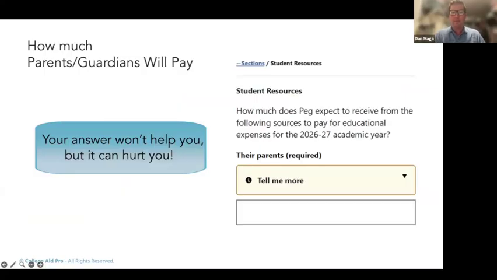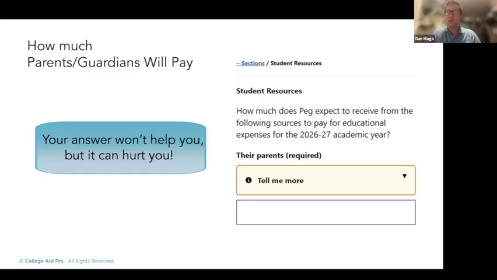And then this is a great question that I would say every person I fill out a CSS for asks: how did you come up with that answer for me? How much does the student expect to receive from the following sources to pay for education expenses next year from their parents? So to me, I think the only wrong answer you can put in this box is like 100,000, or the full cost of school.